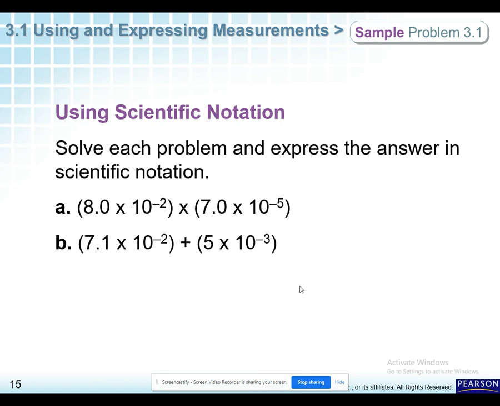Okay. So we're going to solve each of these problems and express the number in scientific notation. So what I want you to do is pause this video and then see if you can solve these, and then we will go over them as a class. So you guys solve those.